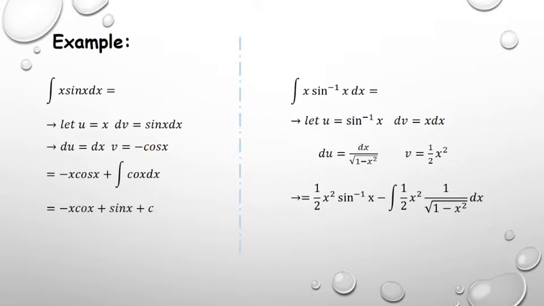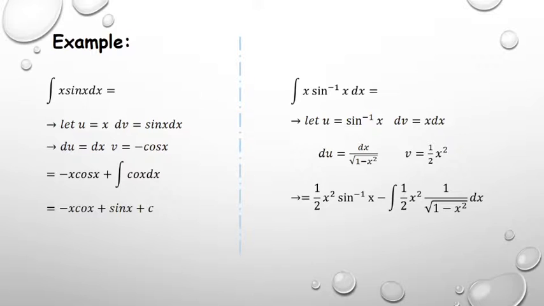Now let's take a look at several example problems to make it clearer. We have here integration of x sine x dx. Now let's let u equal x because x is a polynomial and sine is a sinusoidal term. Therefore x is higher in the hierarchy. Therefore u equals x and sine x dx equals dv, and du equals dx, while v equals minus cosine of x.